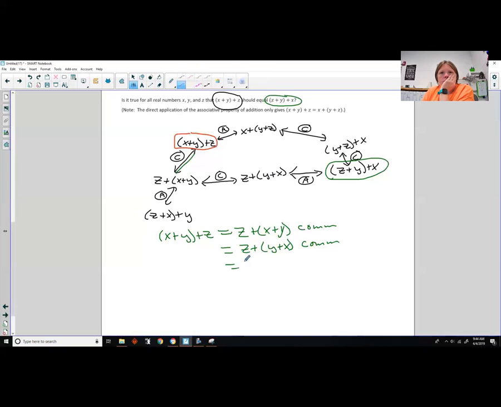And then finally, move the parentheses, and that is the associative. And there's our proof in 3 steps.